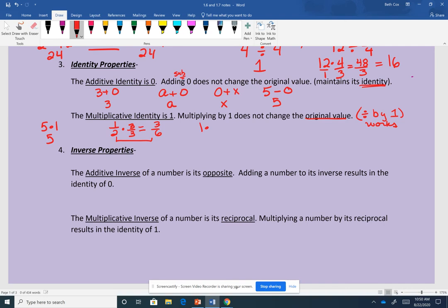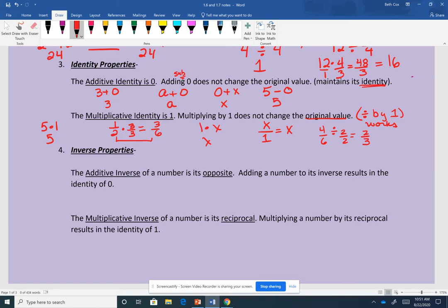If I do 1 times x, I get x. Multiplying by 1 does not change it. If I do x divided by 1, I still get x. Okay. All right. And if I did a reduce of fractions, that's not what I'm going to do. 4 over 6. If I divide by 1, it's not going to change the original quantity. It maintains its original value. Okay. And then the inverse properties.